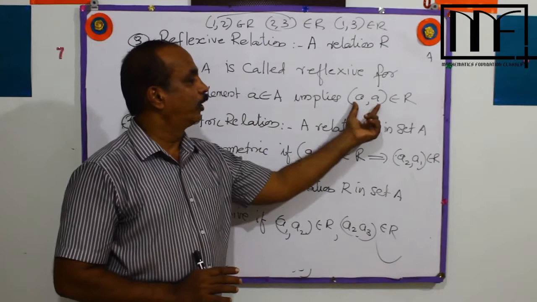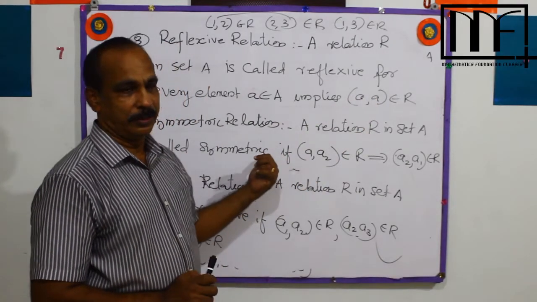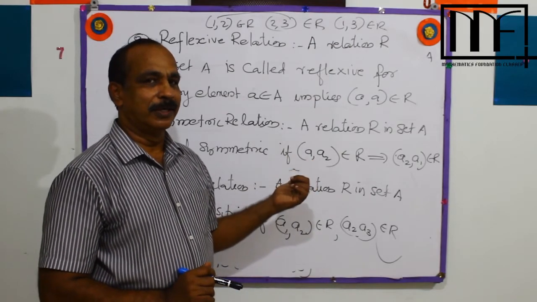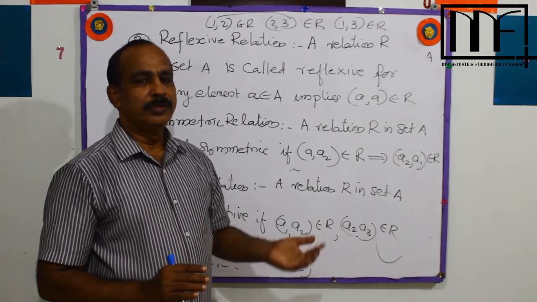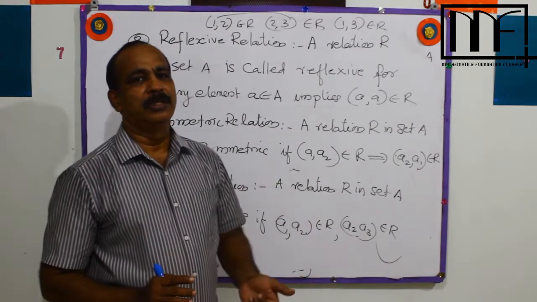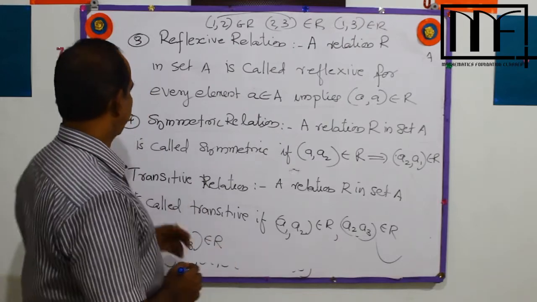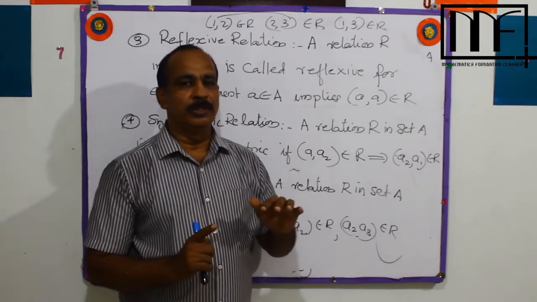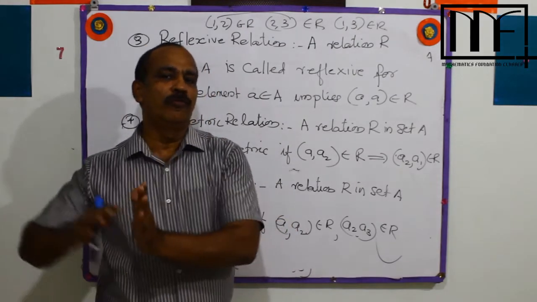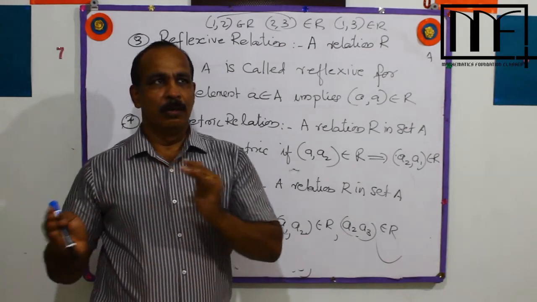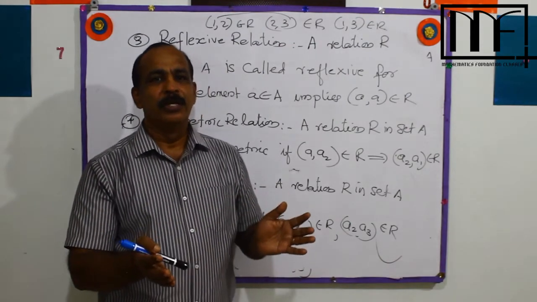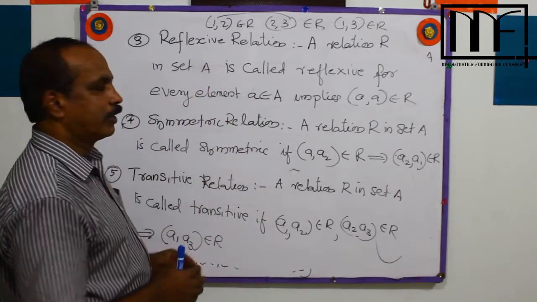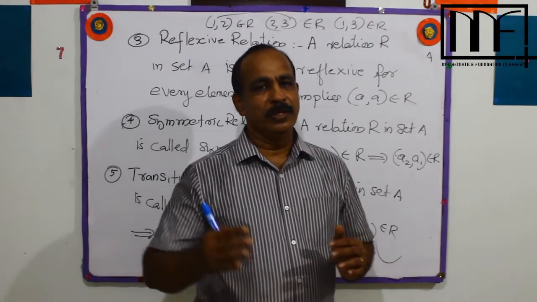In the reflexive relation, for every a in set A, you will find the pair (a, a). For example, 1 is there in set A, (1, 1) you will find. 2 is there, (2, 2) also will be there. 3 is there, (3, 3) also will be there. A symmetric relation in set A is one where if you find (2, 3) in the relation, then (3, 2) will also be there. Or if you find (4, 5), then just the opposite (5, 4) will also be there.